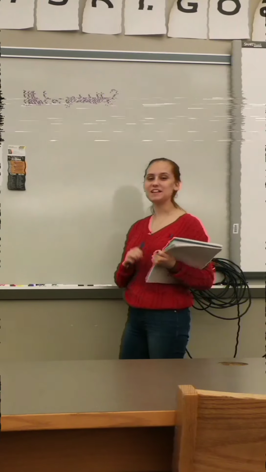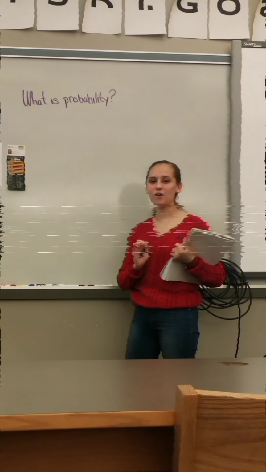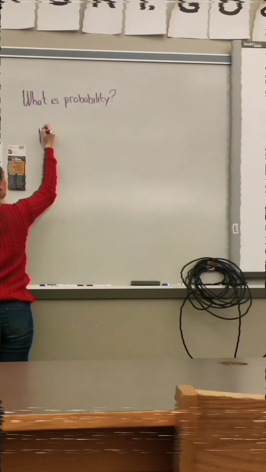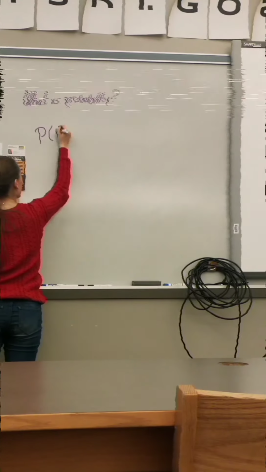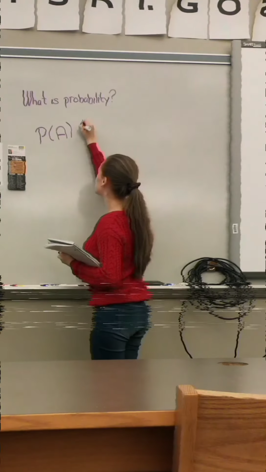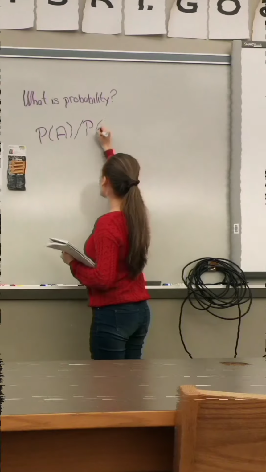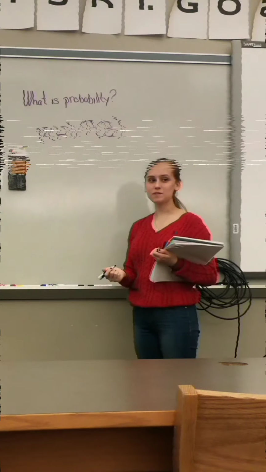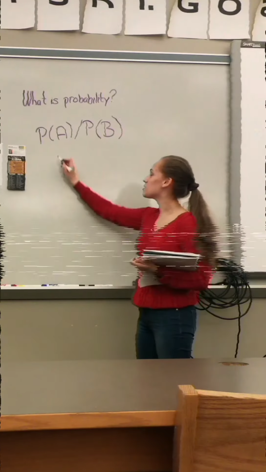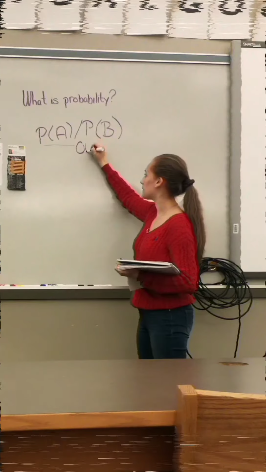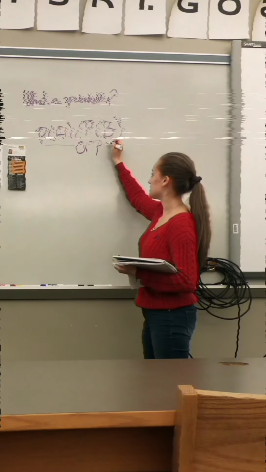So probability is the likelihood that an event will happen. Probability is explained with the probability of event A occurring, and then it can be given that the probability that event B will occur. It can also be described in other ways, like the probability of A occurring or the probability of B occurring.